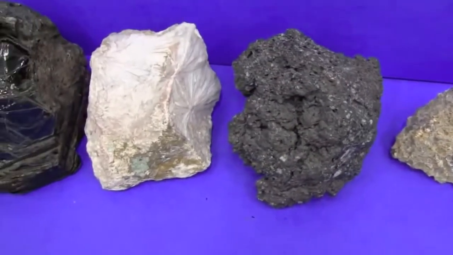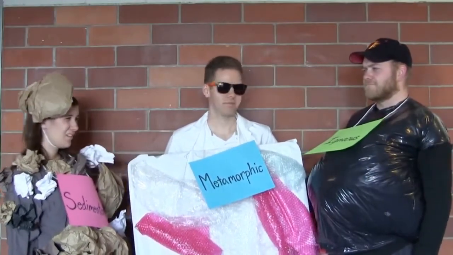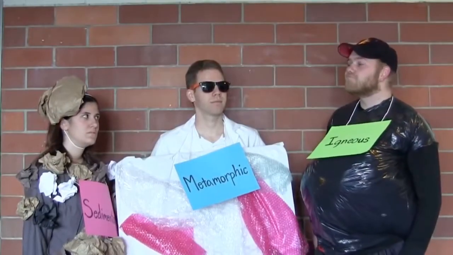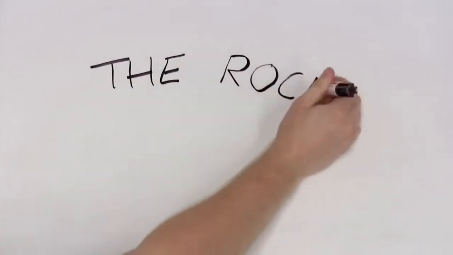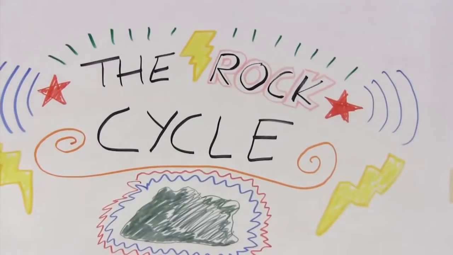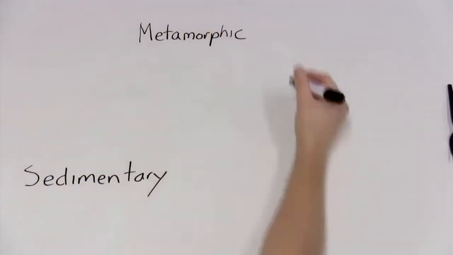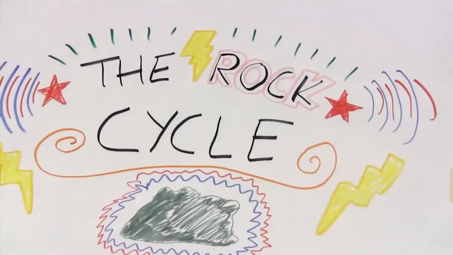I bet you thought rocks are just rocks, right? Nope. There are three major types of rocks: sedimentary, igneous, and metamorphic. But the coolest thing about rocks is that each one has the ability to change into the other kind. How is that possible? Sedimentary, metamorphic, and igneous rocks change into each other in a process we call the rock cycle.